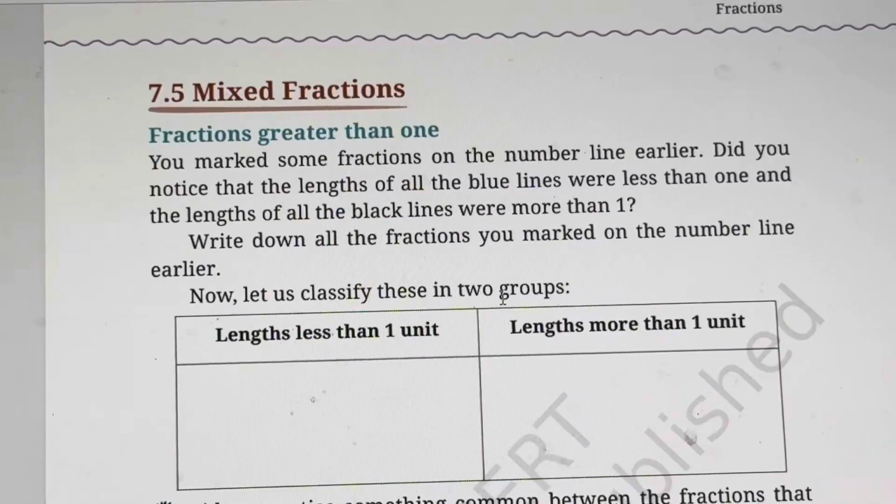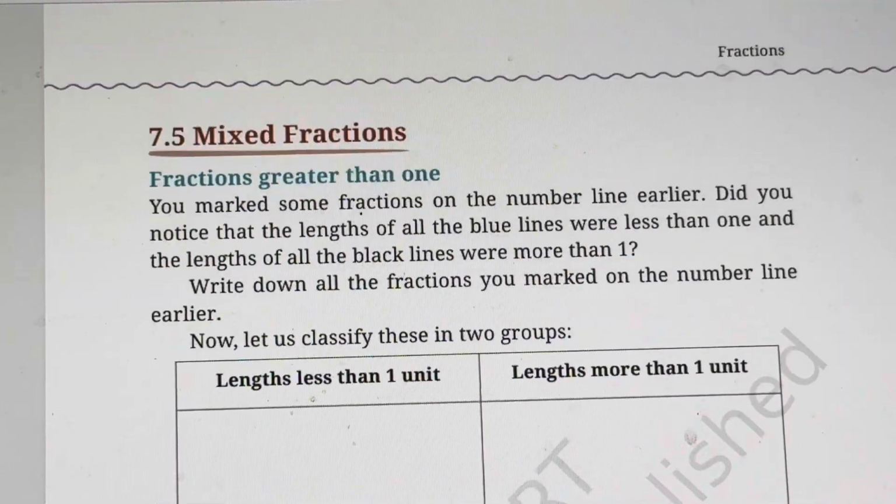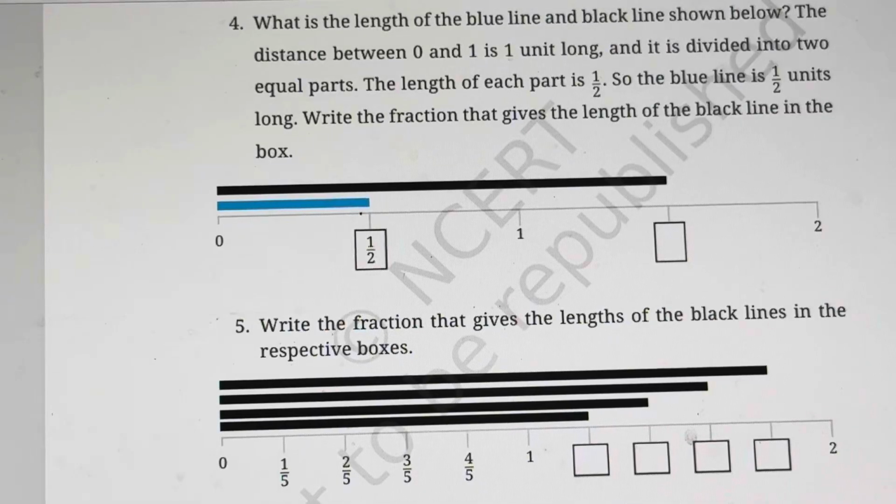So what are mixed fractions? Fractions greater than 1. You marked some fractions. If you remember the previous number line, I will show you the number line. We had marked some fractions with the blue and the black line, right? So the ones with the blue line are all less than 1. And the ones with the black line are all more than 1. They come after this one, right? You can see this is 1. So they are all more than 1. And the blue ones are all less than 1.